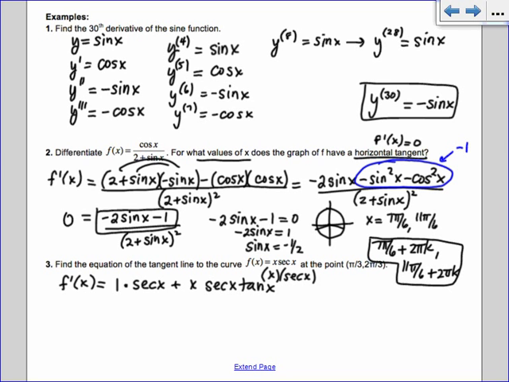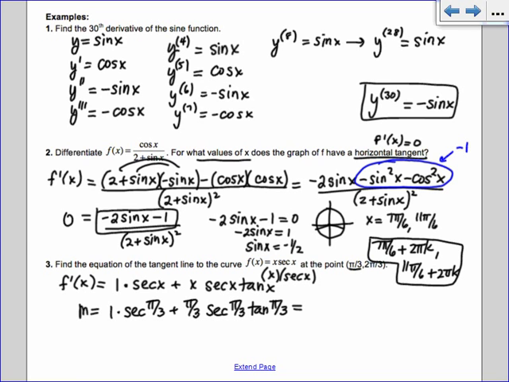And you could clean it up a little bit, like you could pull out the secant x, but at this point, I would just plug in. So basically, we want to know the slope at pi over 3. So I'm going to plug in pi over 3. So I'm going to have 1 times secant of pi over 3 plus pi over 3 times secant of pi over 3 times tangent of pi over 3. Lovely. This is a very nice slope.